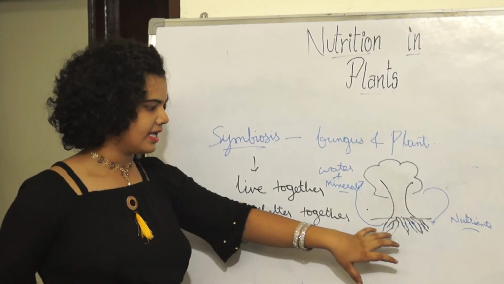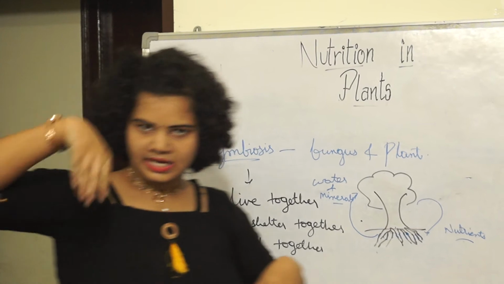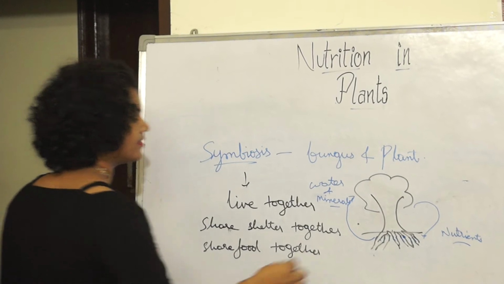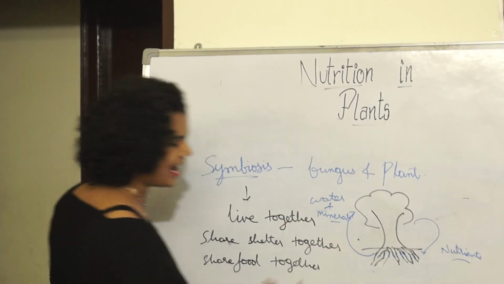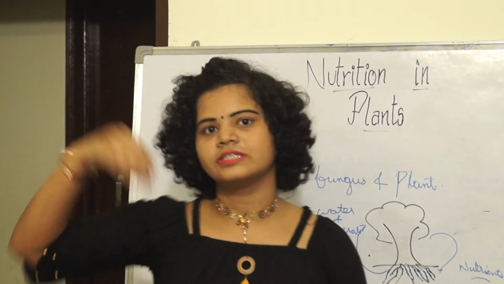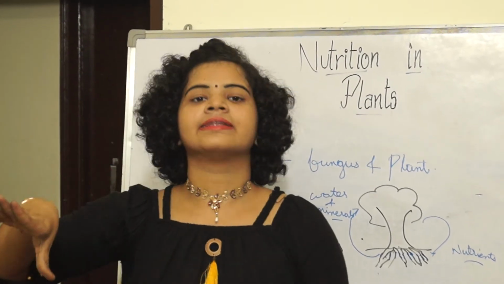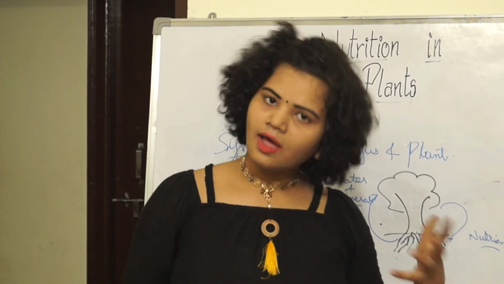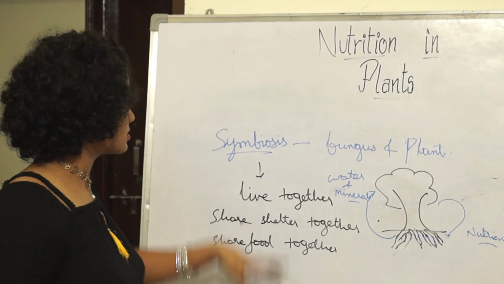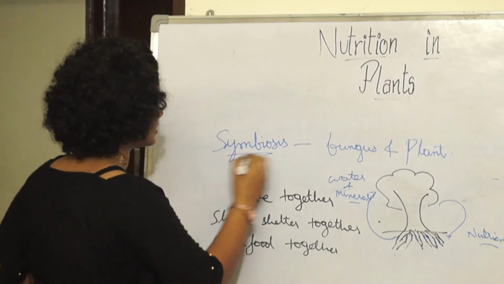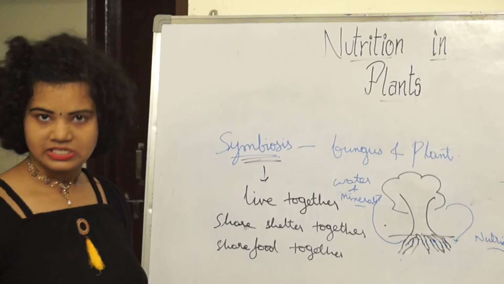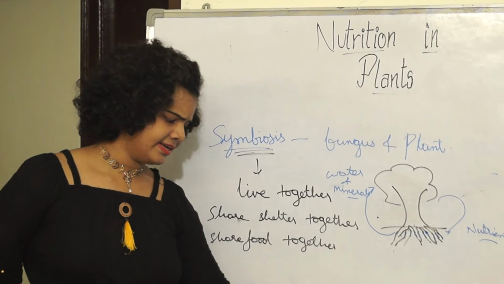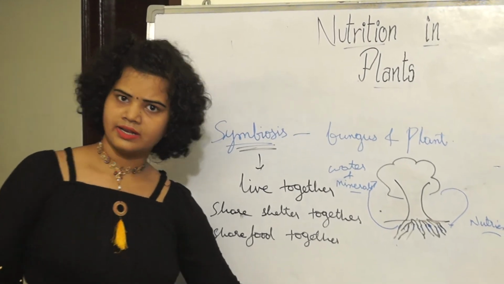I have tree and the fungus. So fungus lives inside the roots of the plant, and here this plant shares nutrients to the fungus, and in return the fungus also shares some minerals and the water to the plant. So such type of relationship is called as the symbiosis relationship.